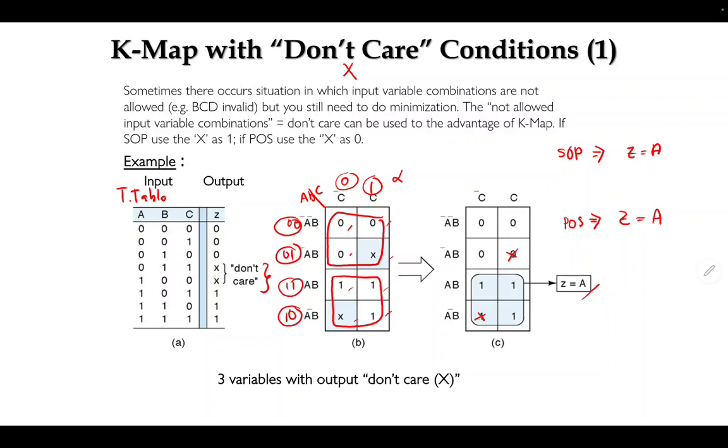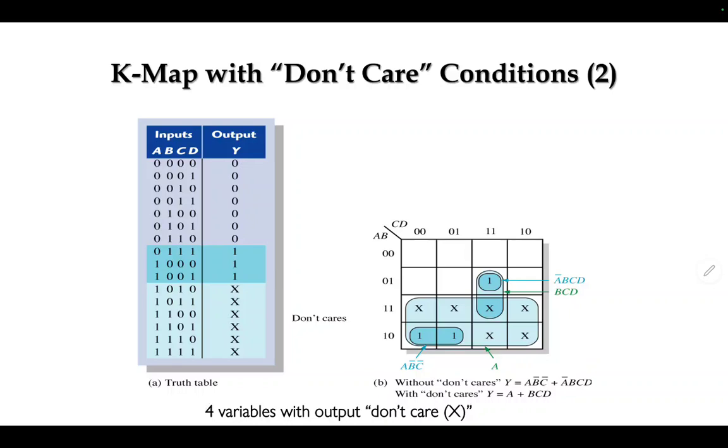Okay. Next is another example. You have the truth table, so you locate the position of 0, 1 and X. This is an example for SOP. So a grouping for number 1: you got 1, 2, 3. You can do a group of 2 and then a group of 2 here, and then you can do one big group of 8.